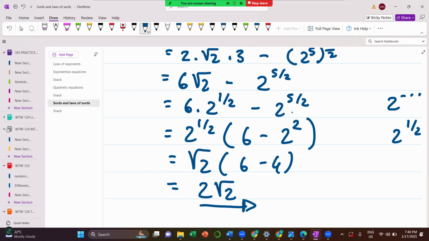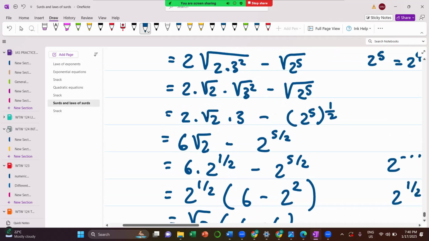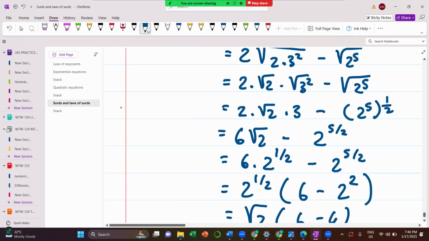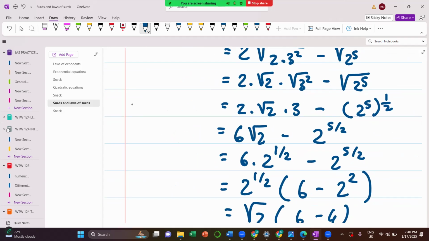Where is 6 coming from? I missed that part. Okay, the 6 is coming from this 2 times that 3. Because remember, whenever I multiply, the order of multiplication doesn't matter. So this 2 times root 2 times 3 is the same as 2 times 3 times root 2. And when I multiply these two things, it's going to be 6 root 2. Are you okay? Yes, sir. Okay. Thank you.